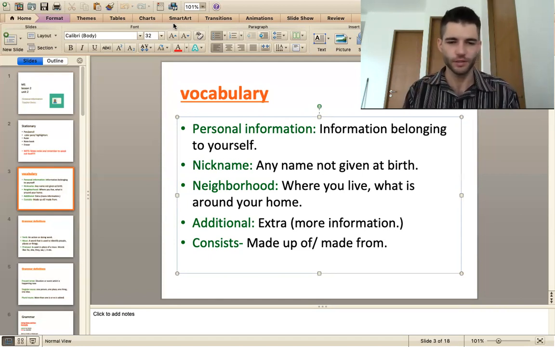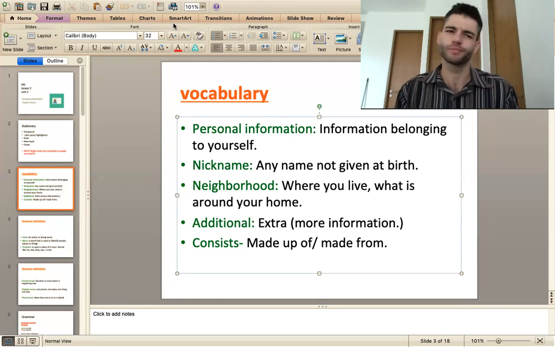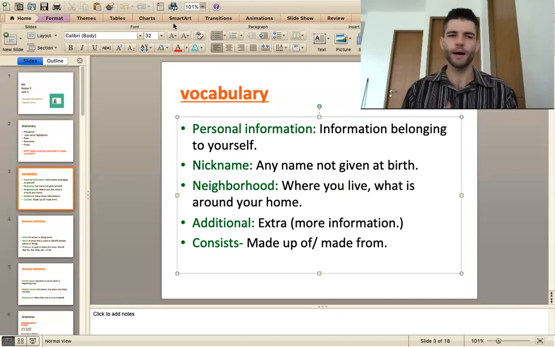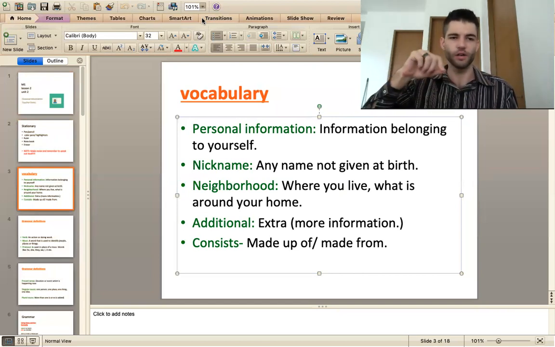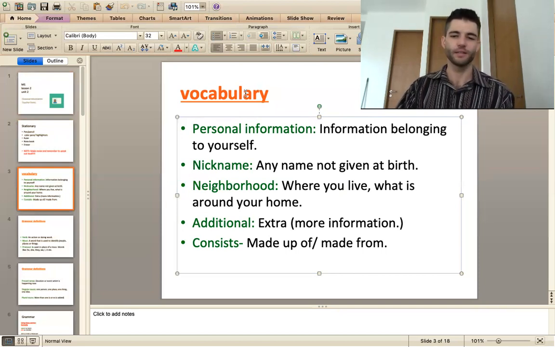Then we have number 2. It says nickname. A nickname is any name not given at birth. So my full name is Donovan, but my nickname is Dono. So it's shortened. When I was born, on my birth certificate, it says Donovan. So a nickname would be anything that's not on that certificate. Any other name can be given by friends, teachers, or any person.